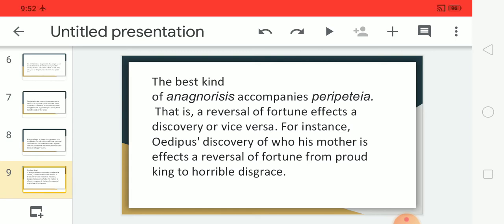That is, a reversal of fortune affects a discovery, or vice versa. A reversal of fortune which is due to the discovery of some fact. For instance, Oedipus' discovery of who his mother is effects a reversal of fortune from proud king to horrible disgrace.